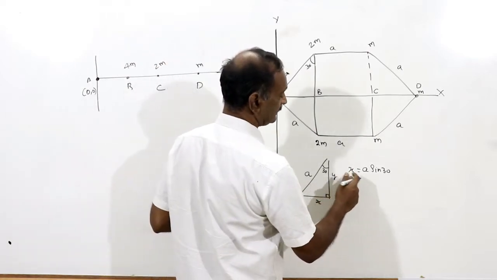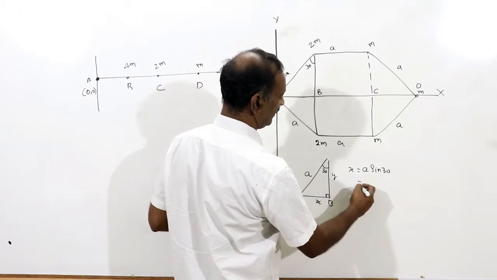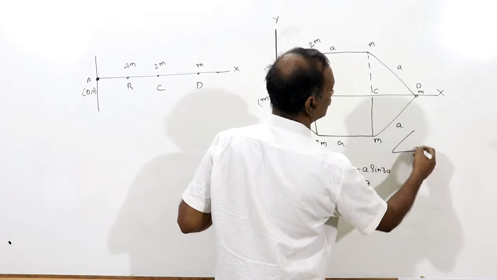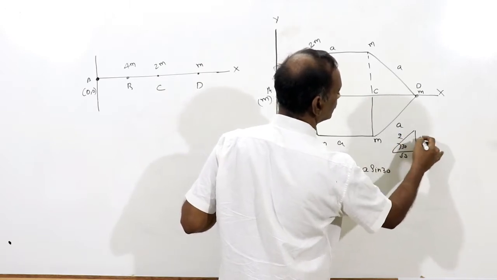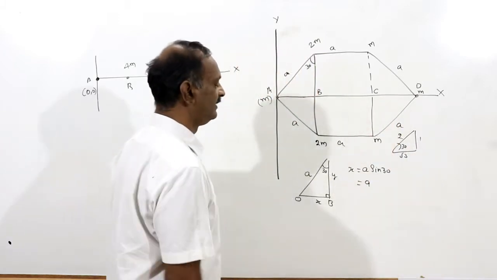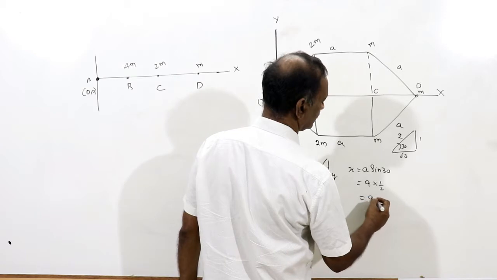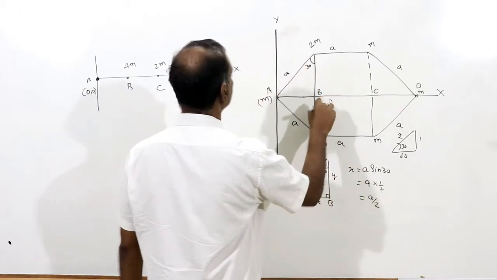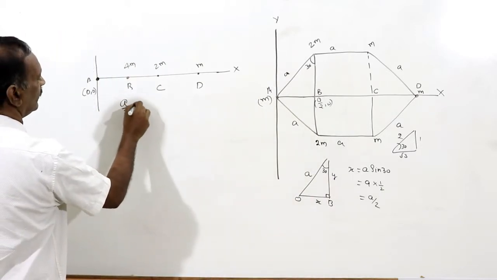So we want this distance, that is OB. Hypotenuse is a, sin 30. How to calculate sin 30? First draw the triangle for 30. Wherever 30 is there, put 1; hypotenuse is 2. The ratio is 1 is to root 3 is to 2. Sin 30 is equal to half. So x is equal to a by 2. It means this portion is a by 2, 0. So we can write this coordinate is a by 2, 0.